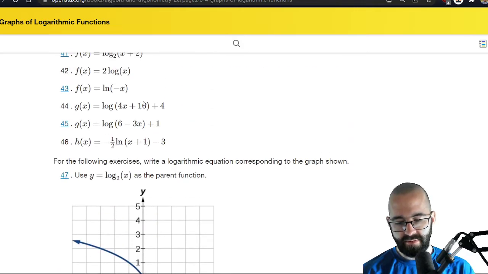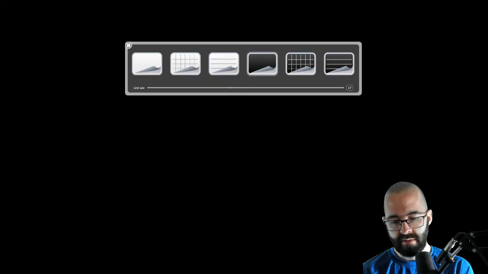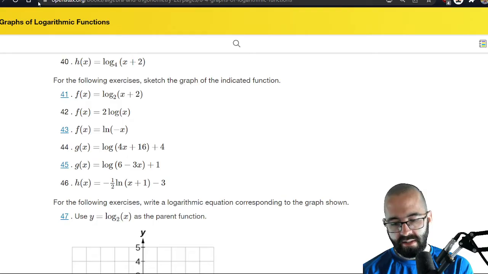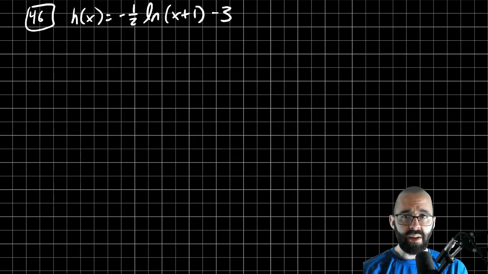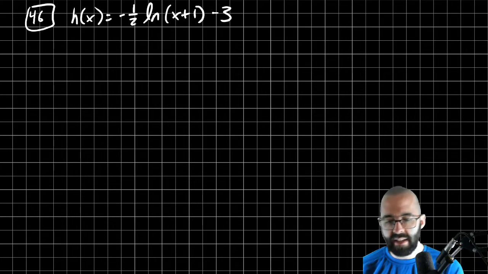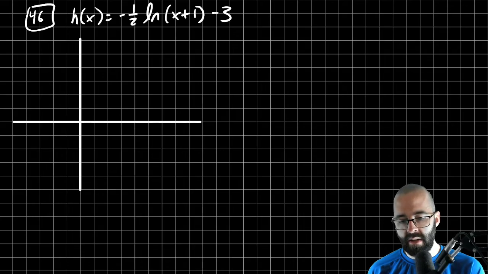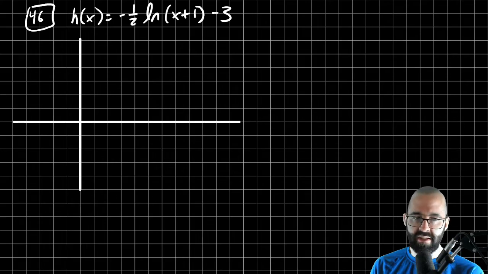Well, let's do 46. Sketch a graph of the indicated function. H of x equals -1/2 times the natural log of x plus 1. And just like that messy example problem that we did in the video, anytime you have natural log, you're not going to be able to do things exactly. We're going to have to be approximating, okay?